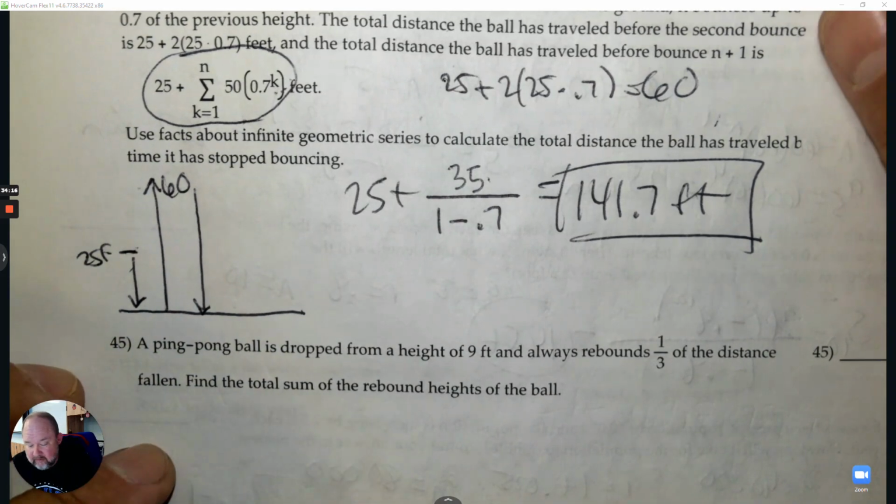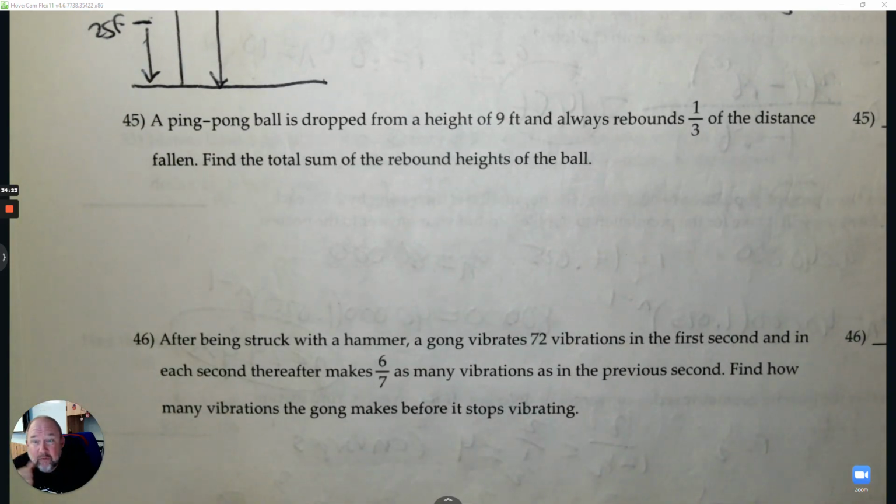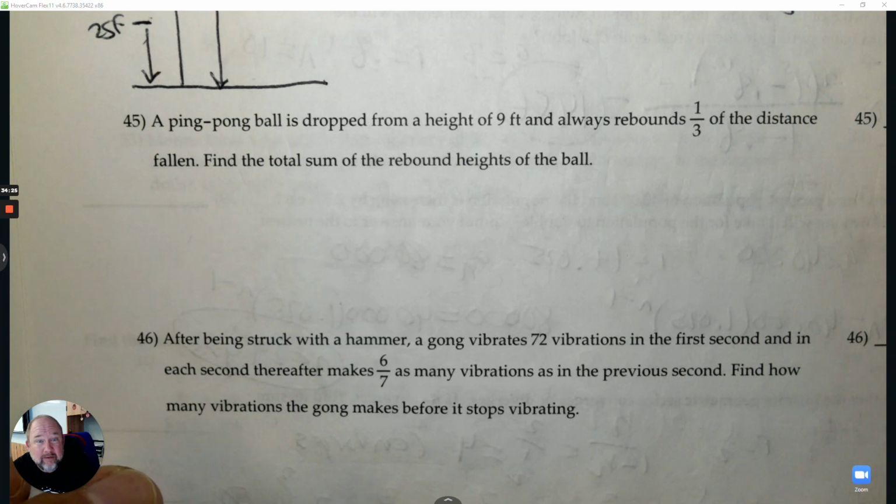All right, we're going to move on. 2 more. A ping pong ball is dropped at 9 feet and always rebounds 1/3 of the distance. Find the total sum of the rebound heights.